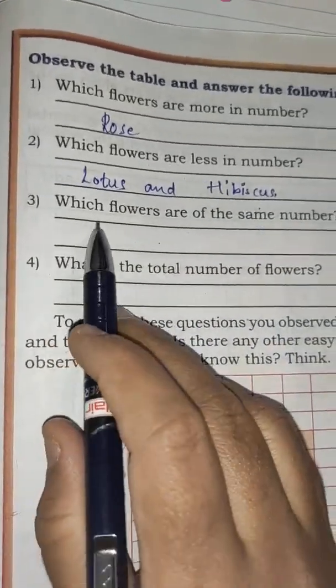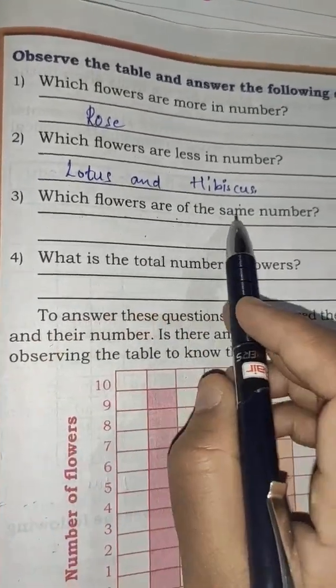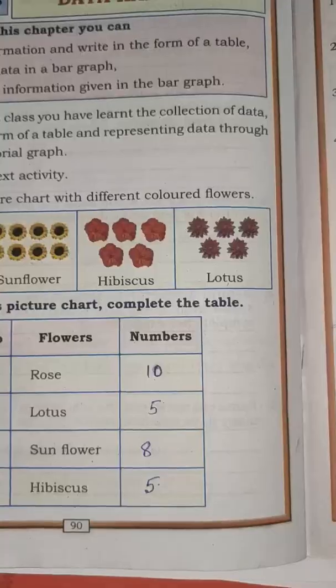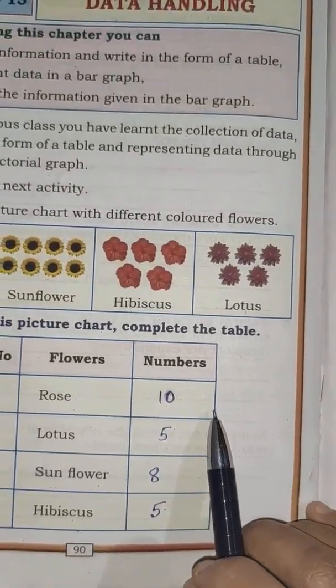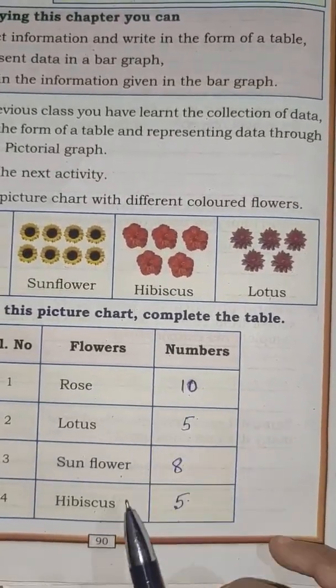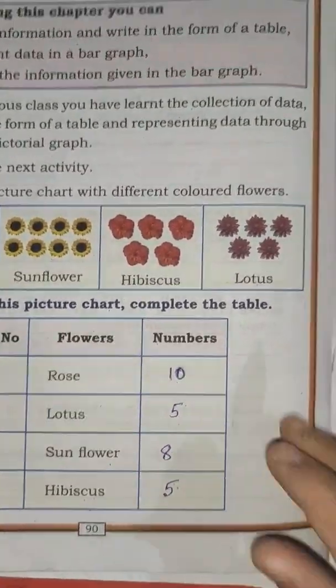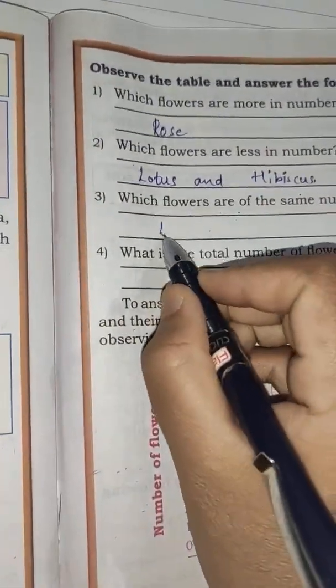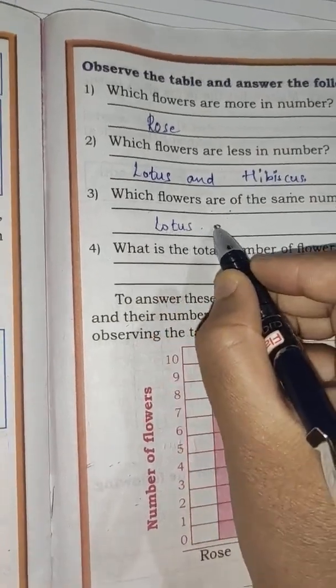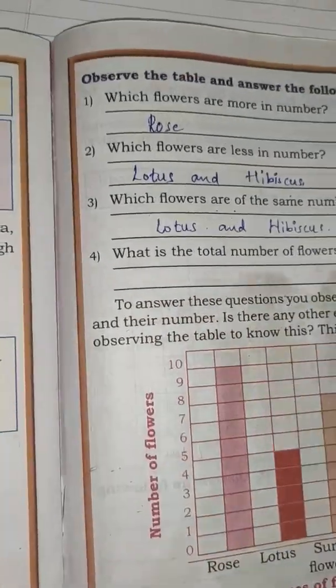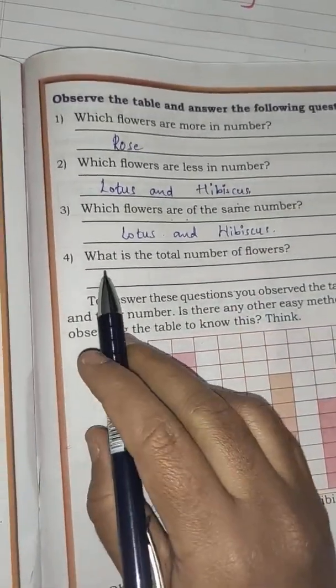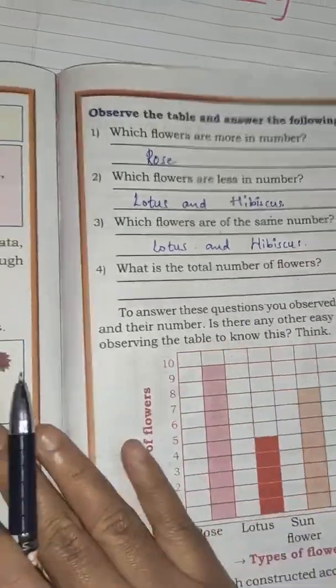Okay, next question. Which flowers are of the same number? Lotus and hibiscus, because here 5, 5. So we'll write here, same: lotus and hibiscus.